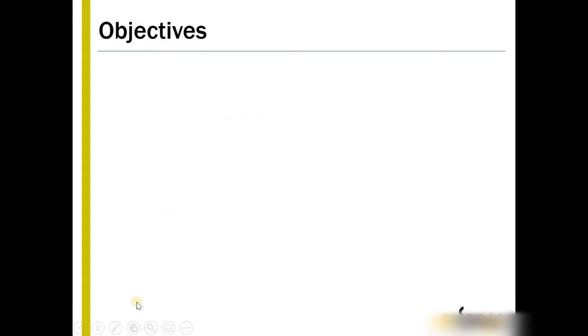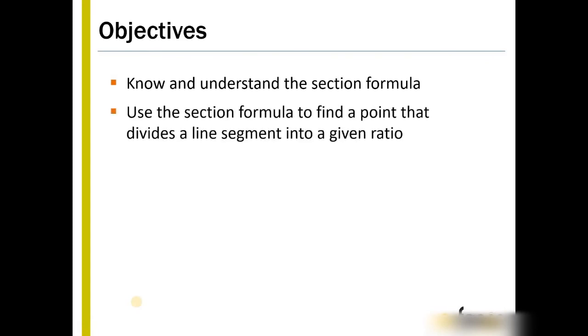The objectives for this lesson are to know and understand the section formula, and to use the section formula to find a point that divides a line segment into a given ratio. Also to find the midpoint of a line segment. Division of a line segment.